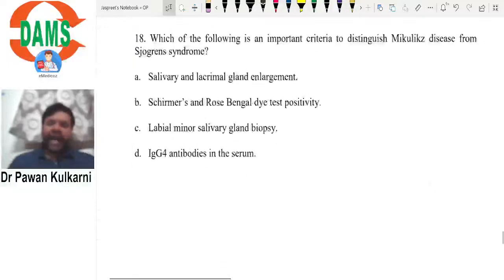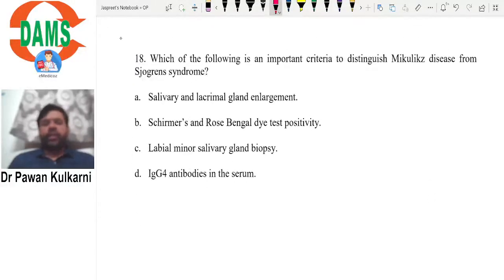Moving on to the last question for today's discussion. Which of the following is an important criteria to distinguish between Mikulicz disease and Sjogren's syndrome? There are options given here in this MCQ. Salivary and lacrimal gland enlargement is an important criteria? No, we can see salivary and lacrimal gland enlargement in both the conditions.